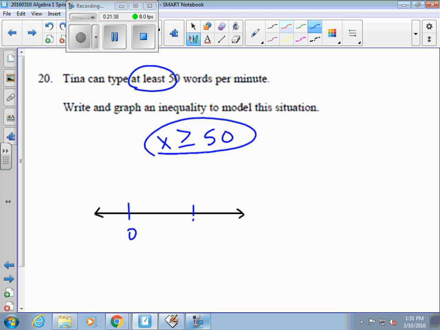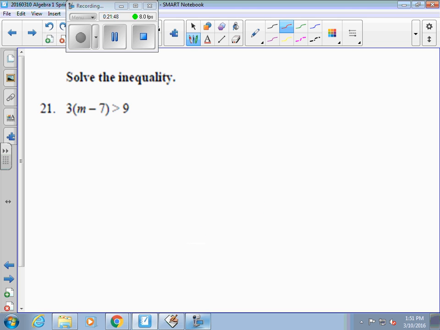To graph it, you want to show 50 in relation to 0. So you want to show it as a positive number. Greater than or equal to means you're going to color the bubble itself in. And greater than means all of the numbers larger than 50.